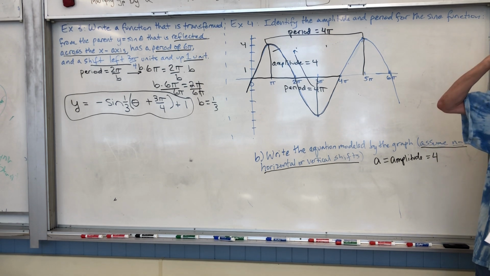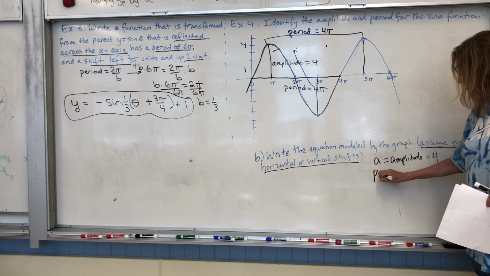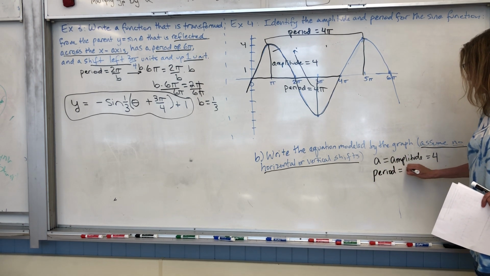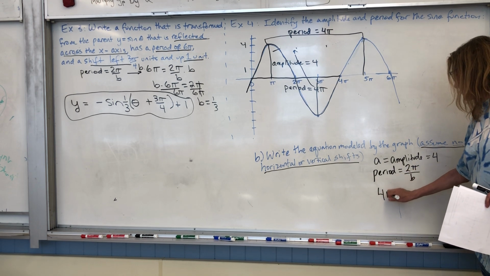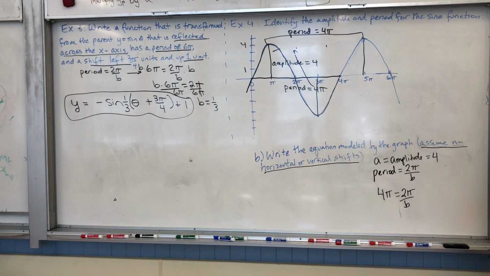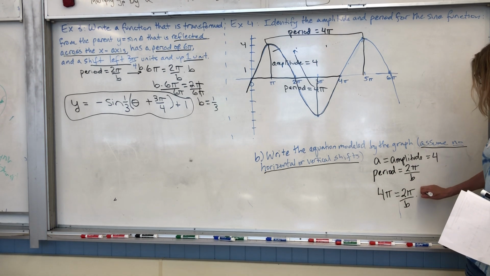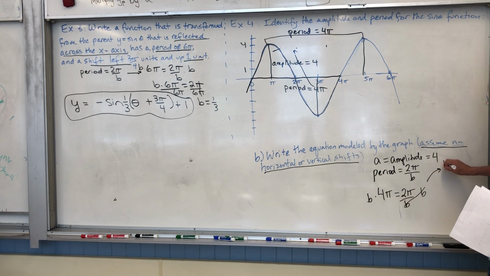But what about my period? Well, I know my period's 4 pi, right? But I need to know the B value. So watch what I'm going to do. I'm just going to put 4 pi in here, and then I'm going to solve that. Right? And that's going to give me my B value. So if I multiply both sides by B, cancels out here, and I get B times 4 pi equals 2 pi. And then I'm going to divide by 4 pi, and I'm going to get B equals 1/2.